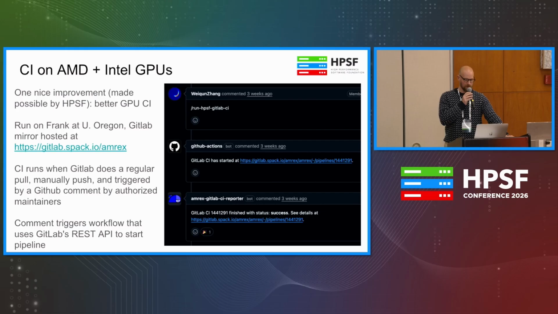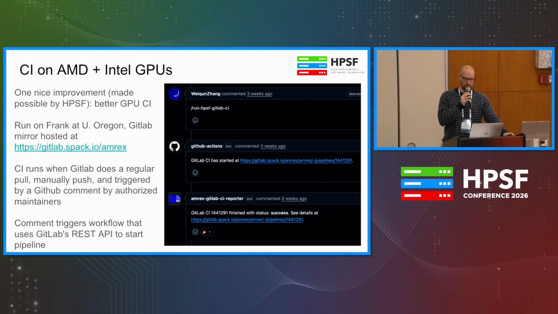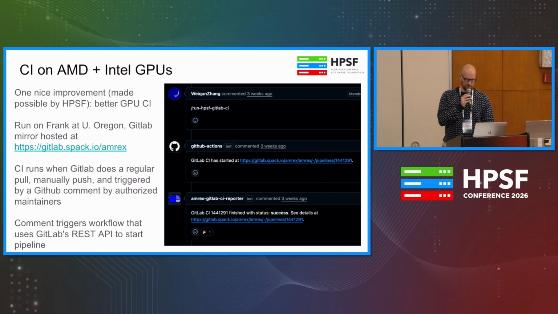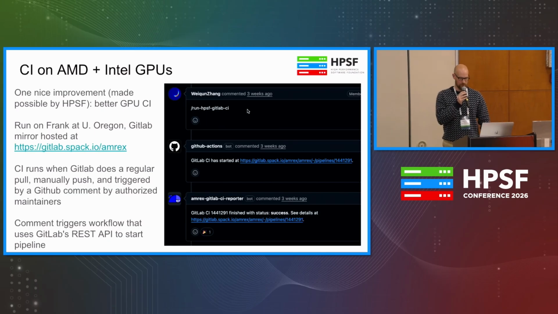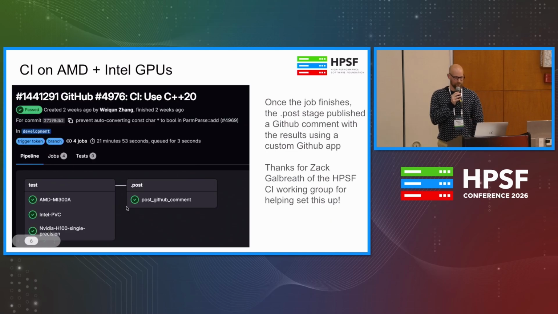Now we're running on real HPC cards, and it still runs every night. The GitLab mirror does a regular pull, but we also have this capability to opt in to GPU testing on a specific pull request. We decided not to do it on every single push to the repository, but we can choose to run it for select PRs. One of the authorized maintainers leaves a comment. This triggers a workflow that uses GitLab's REST API to start a pipeline. And there's an example there.